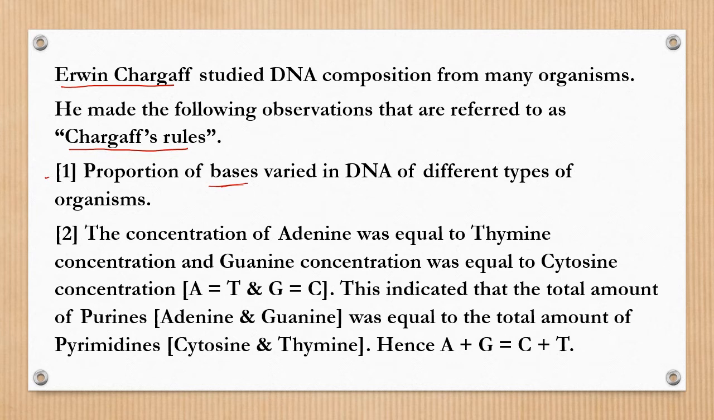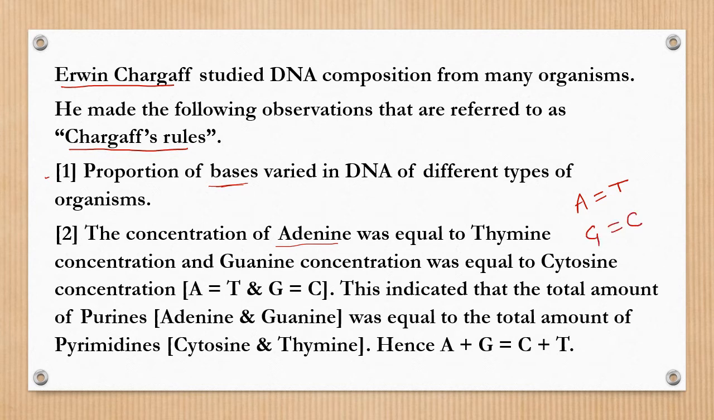The second observation: the concentration of adenine was equal to the thymine concentration, and guanine concentration was equal to cytosine concentration. So in a DNA, the amount of adenine is always equal to the amount of thymine, and the amount of guanine is equal to the amount of cytosine.